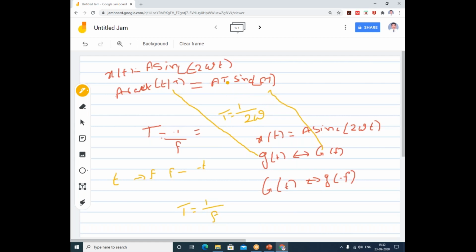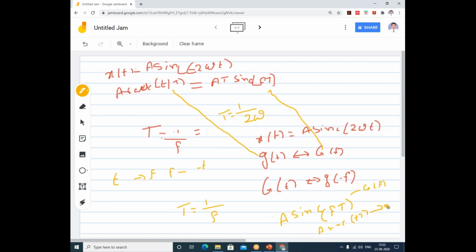When you replace capital T with 1 by 2 omega in this equation, you take this t, since it has given a sinc 2 omega t. Now please compare with this. So I can write, in the given problem, I have A sinc fT. Now you please compare with this. When you compare with this, this is what your G of f is. Now you replace f with t. When you replace f with t, what will happen? You will get sinc tT.